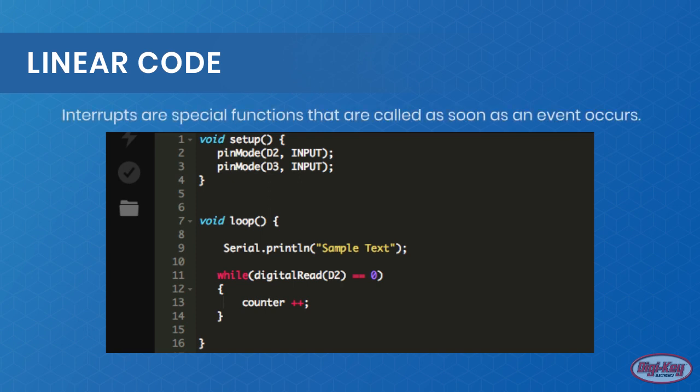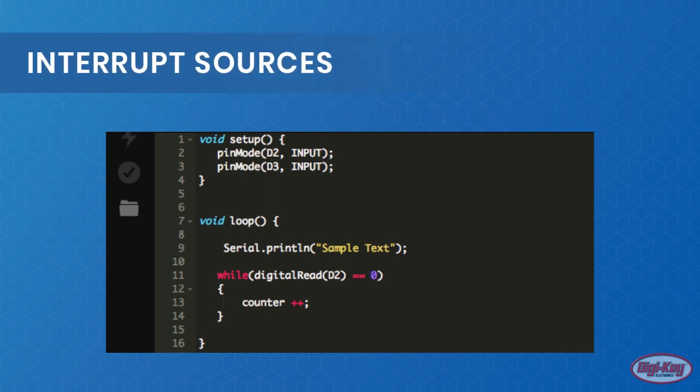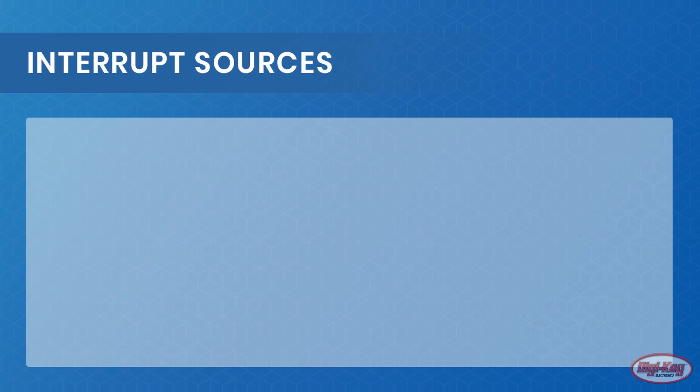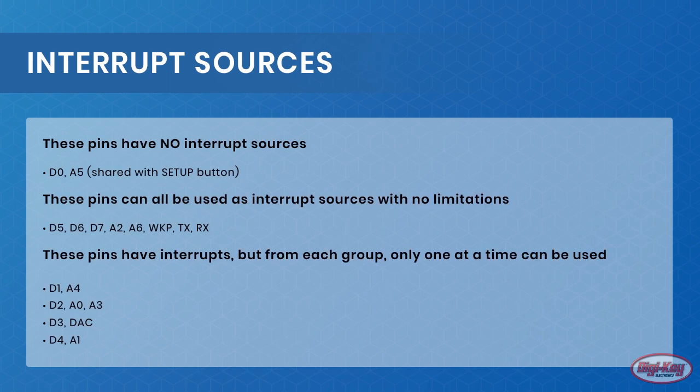Interrupts are special functions that are called as soon as an event occurs. When an interrupt is launched, the execution of the main loop code is halted. A microcontroller will have sources that can trigger an interrupt service routine, and on the Particle Photon, interrupts can come from many different sources. Some of these sources are shared, and so can only be enabled if another source is disabled. The interrupt sources in the Particle Photon are shown below.